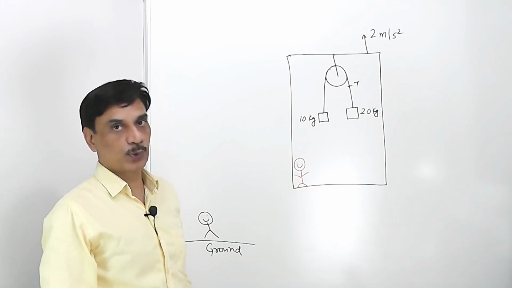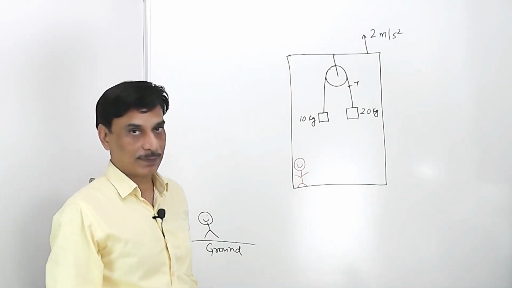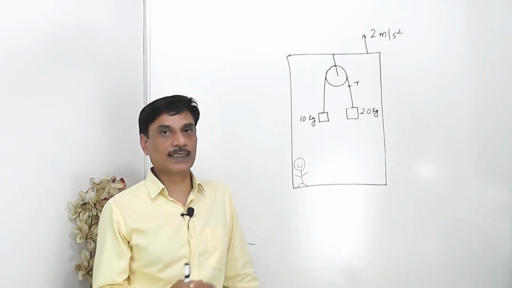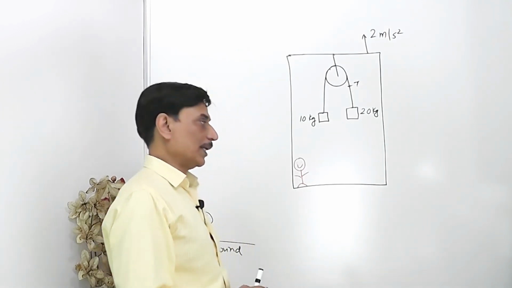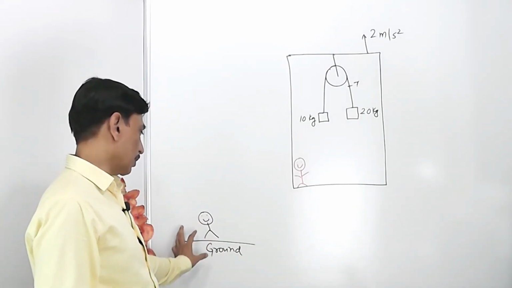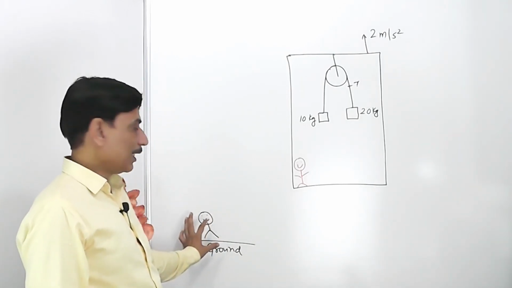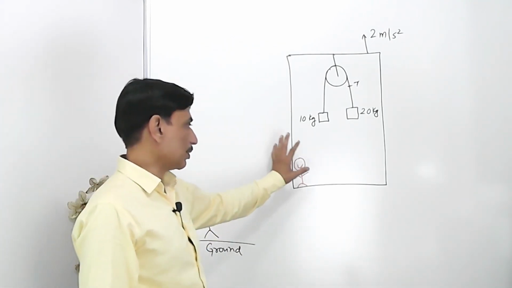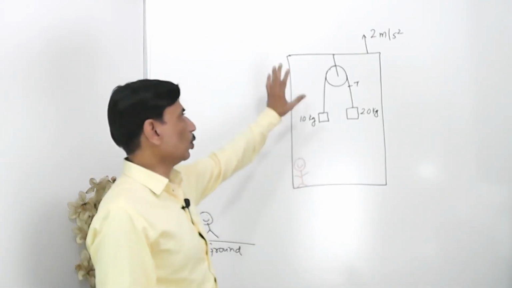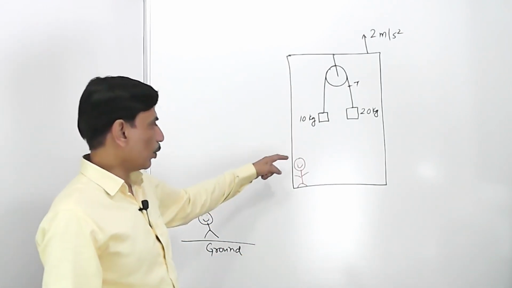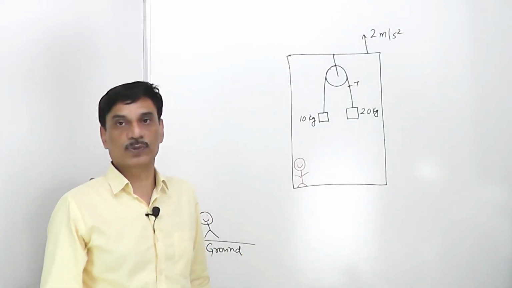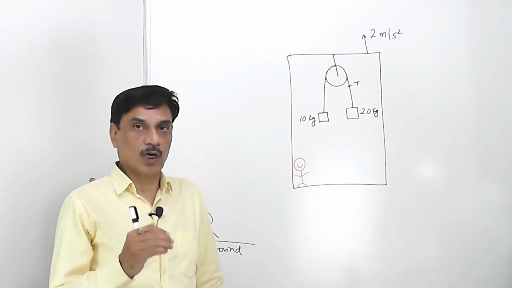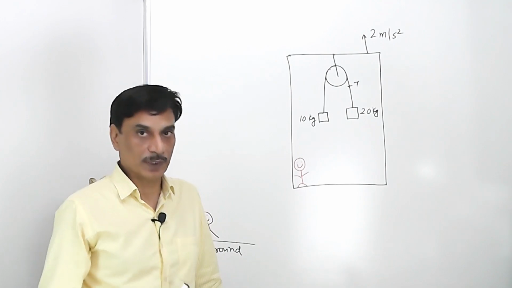Let's solve it using accelerating reference frames. As our aim is primarily to use a non-accelerating reference frame, what we do is we shift our observer, who is on the ground and was making an inertial reference frame, and we make him stand in the lift. Now the lift is going with 2 meters per second square, so he is also going with 2 meters per second square upwards. So now he is an accelerating observer, or non-inertial reference frame.